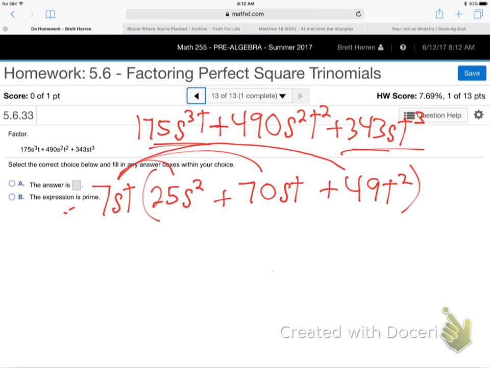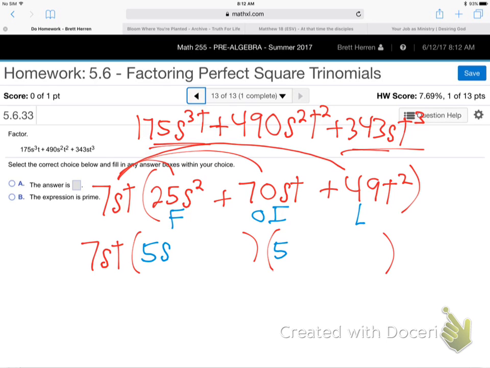So you leave the 7ST in the front and do the 2 parentheses, and we're thinking about FOIL. FOIL, front times front to make 25S squared, 5S, 5S, and 7T, 7T makes 49 T squared. Now, does that make the middle work there? Does that make 70 in the middle?